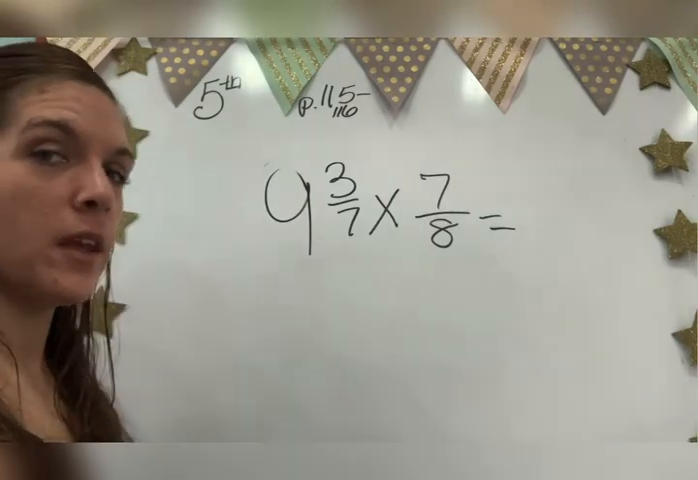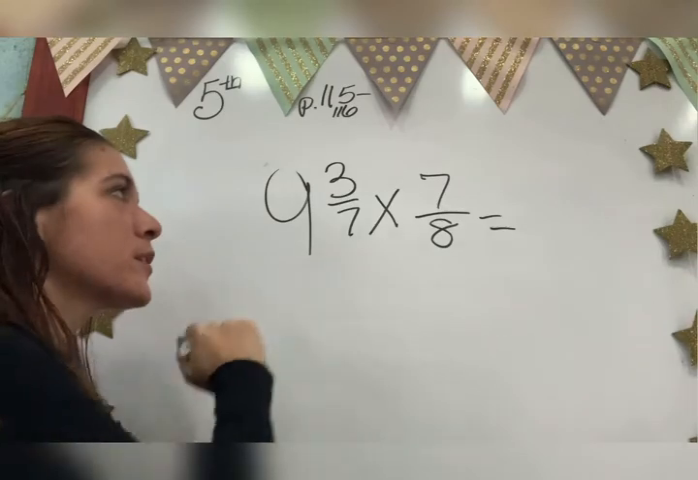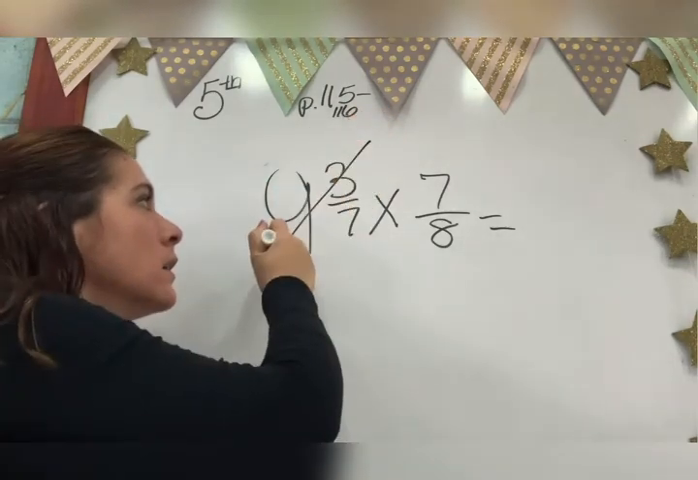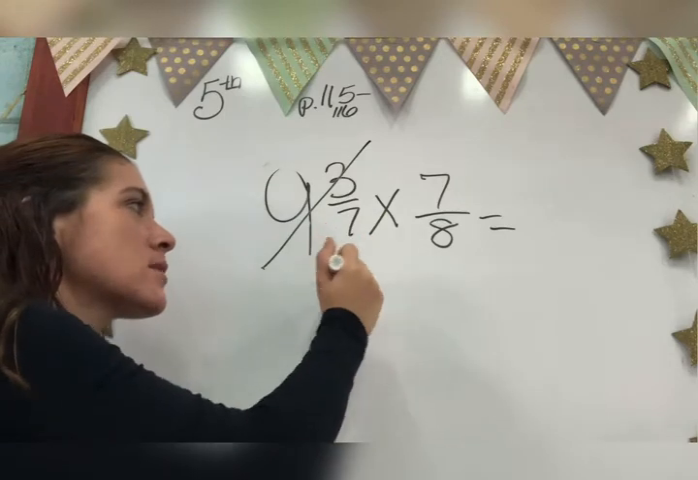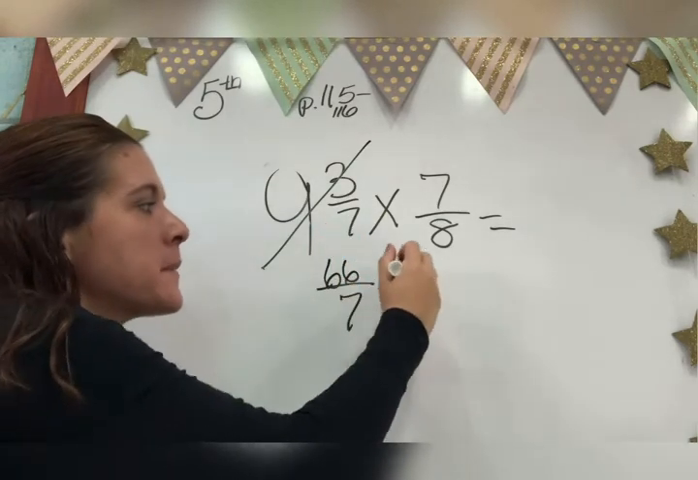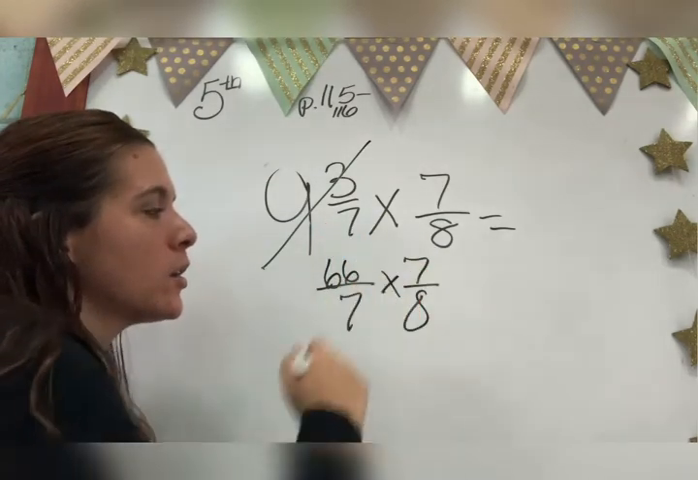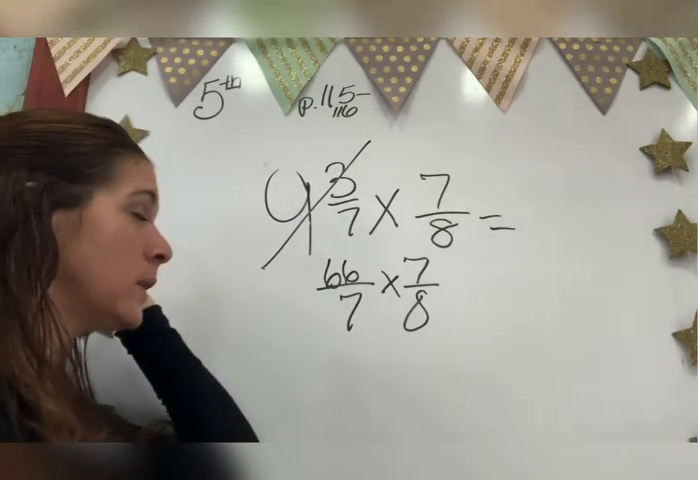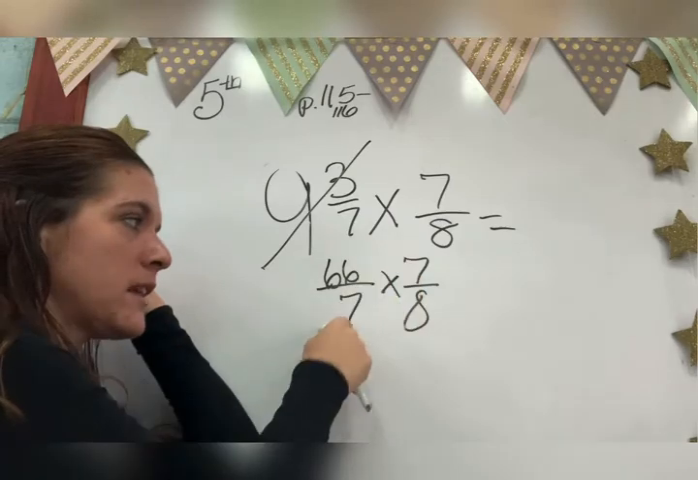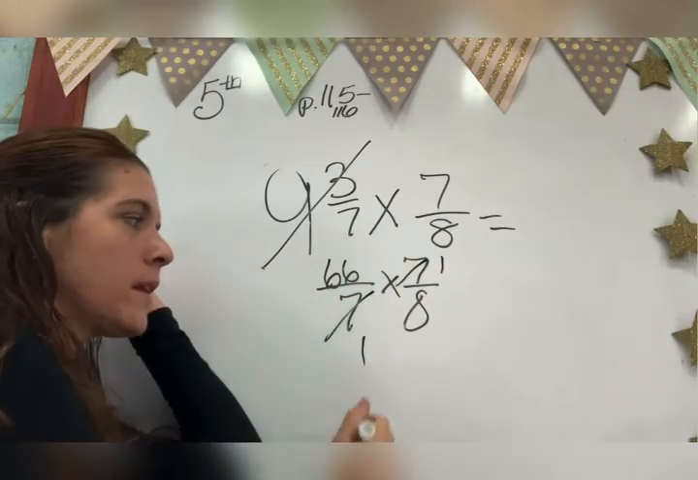Okay, ready? Here we go. What do we do first, Oscar? Cancel that. 7 times 9 is 63 plus 3 is 66 over 7 times 7 over 8. Good. What do we do next, Frankie? We can't divide anything with this, but we can with this, right? 7 and 7 is 1 and 1.